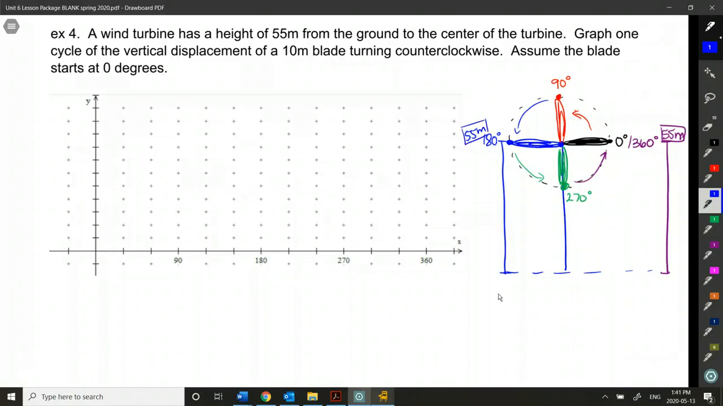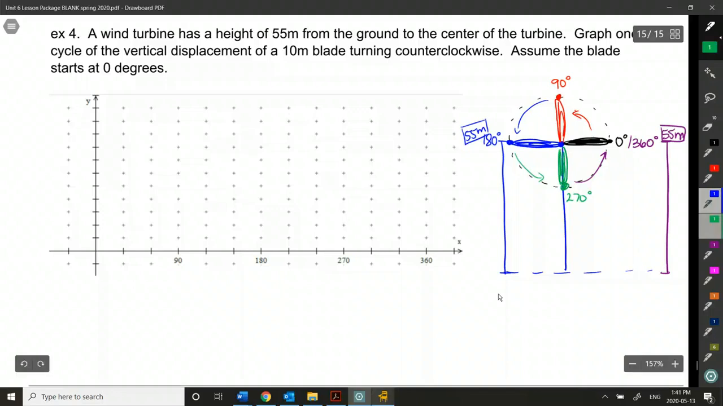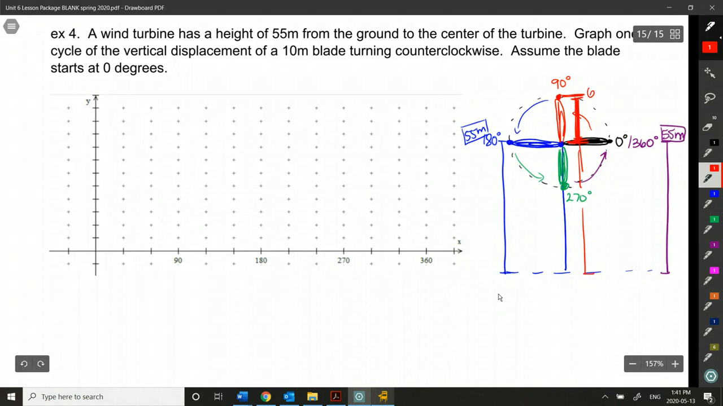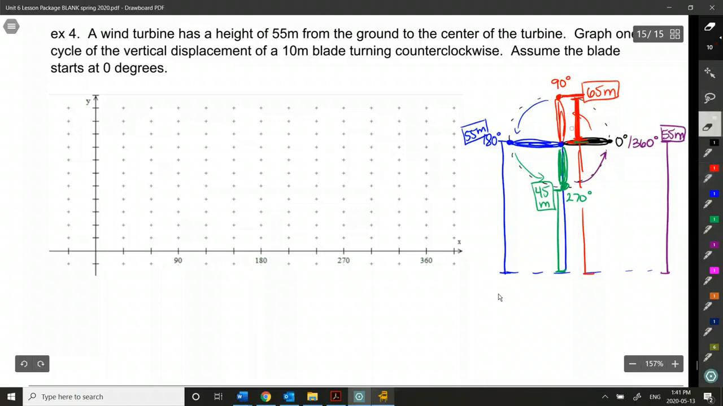Okay, and then the blade is 10 meters. So if I go 10 meters up, so this is another 10 meters right here, basically that height from the ground is going to be 55 to get to the center, plus an extra 10, and that's going to give me 65 meters. And similarly, if this is 55 and I subtract the height of the blade, that's actually going to give me a height of 45 meters. Okay, so we have each of our heights above the ground at each of these important locations.